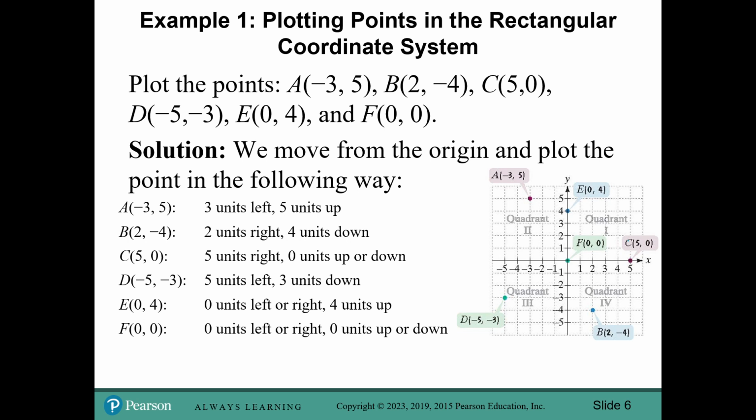E is 0, 4. So we move nowhere on the x-axis, 0. And we go up 4 on the y-axis. And here's our E point. F is 0, 0. Means we go nowhere, and we're right here at our origin point. So, you can follow the solution of how we move from that origin point if you need to read below for further instruction, but I believe that's pretty explanatory.